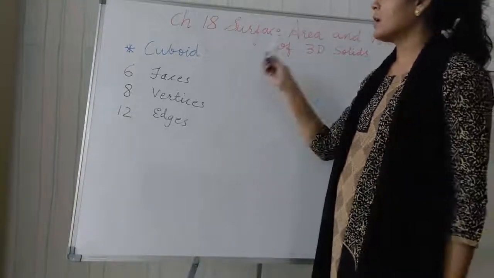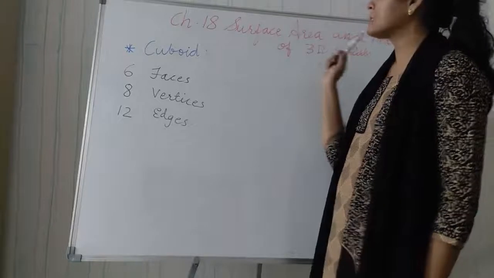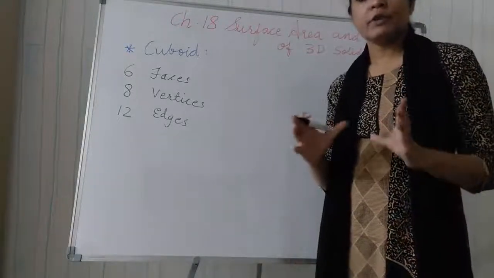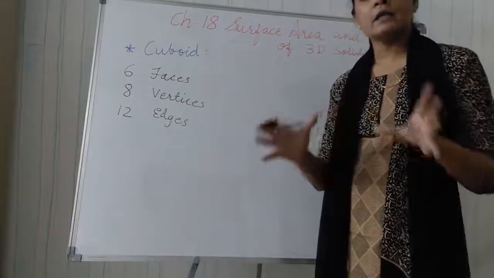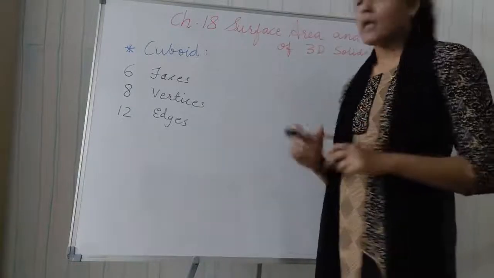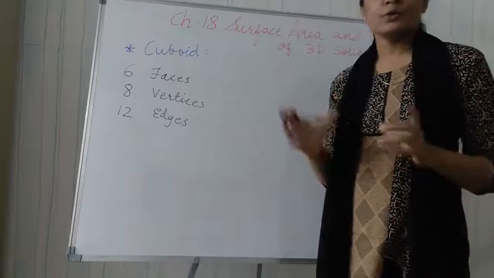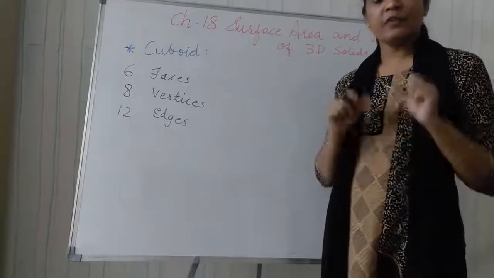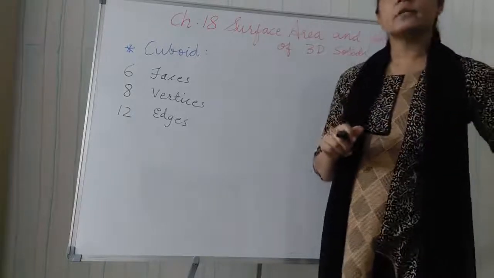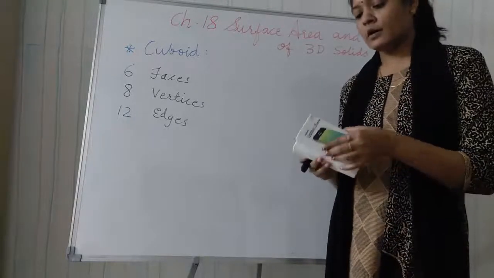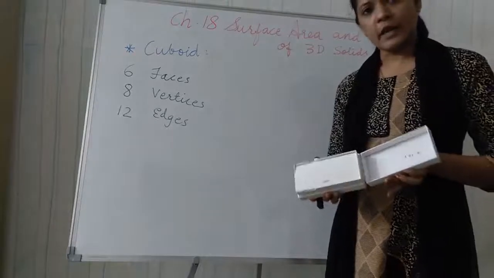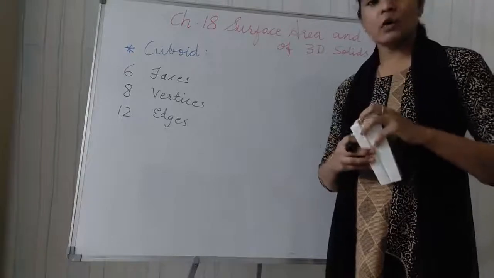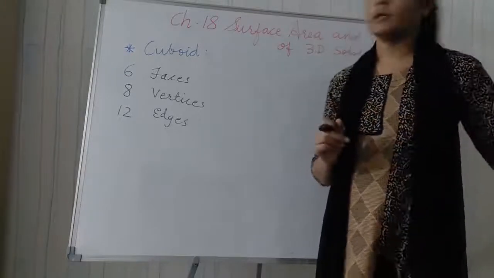So students, today in this chapter we are going to learn the surface area and volume. Now what is the definition of volume? Anything which occupies space is known as volume. So in a cuboid shape also you can fill something in it. As you see, this is the box. So here we can fill something in it, right? So that occupies the space here. So we call it its volume here, students.